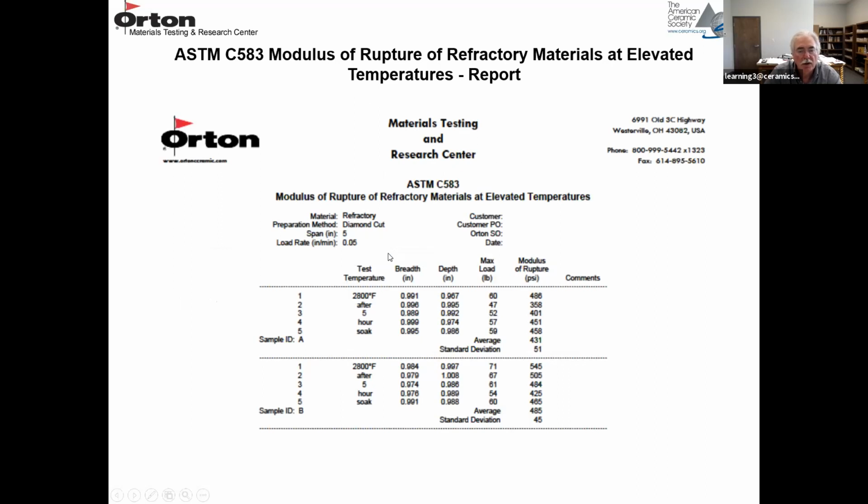So here's what a report might look like. This one was actually tested on a 5-inch span in a screw-driven machine at 0.05 inches per minute. The test temperature was 2800 degrees F. There was a 5-hour hold. It was a 1-inch by 1-inch cross-section sample. And these are the final loads and the calculated MOR. In this case, it was 431 with the standard deviation of 51. Still quite a bit of variation.